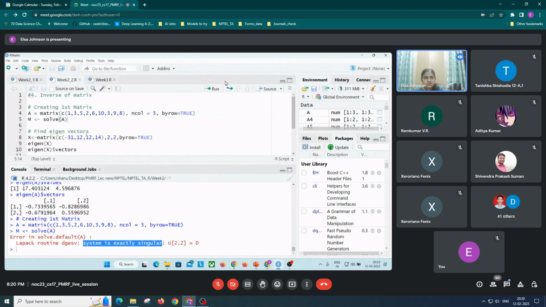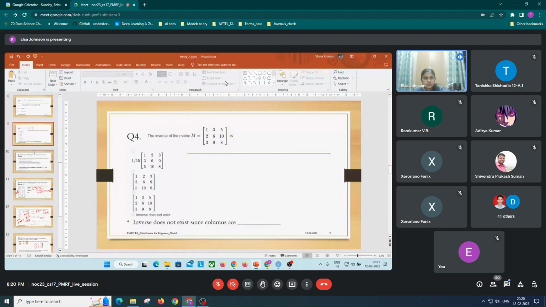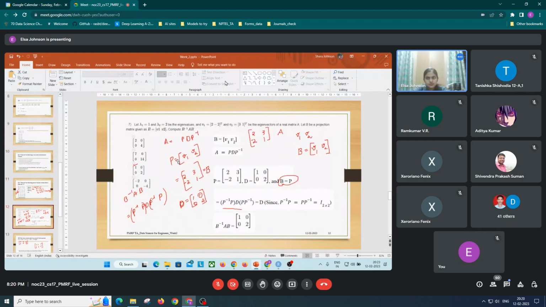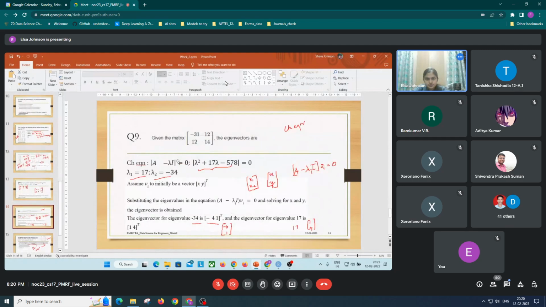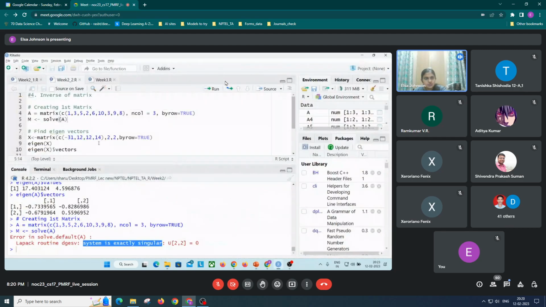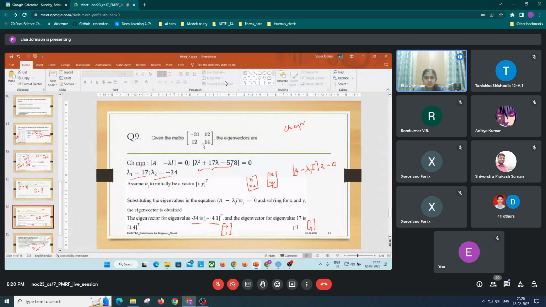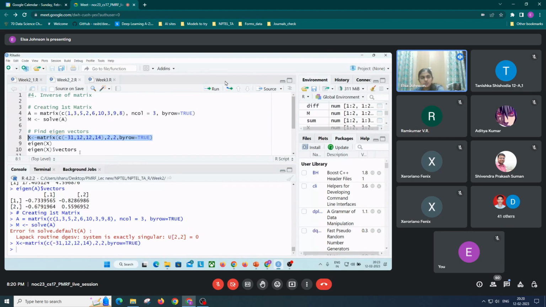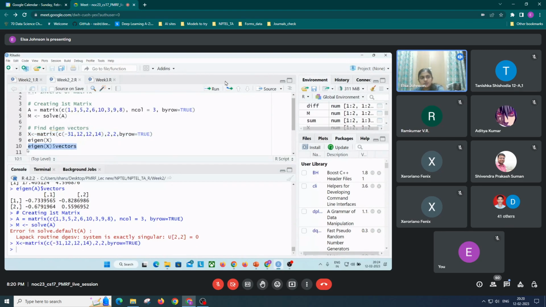Now the next one, finding the eigenvectors. Yes, to find the eigenvectors for this question: minus 31, 12, 12, and 14. I have given number of rows equal to 2, number of columns equal to 2, and byrow equal to TRUE. So to find this I'll just load it here, and we have to find the eigenvectors. Okay, so eigenvalues first we'll see.